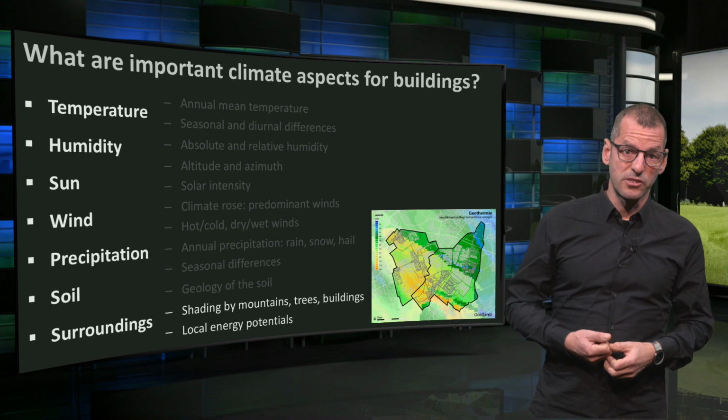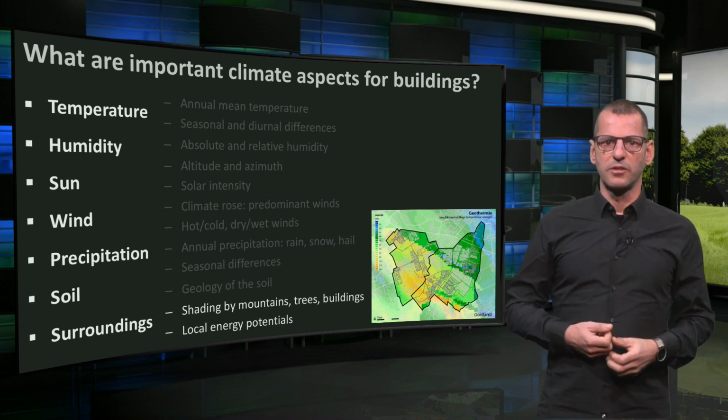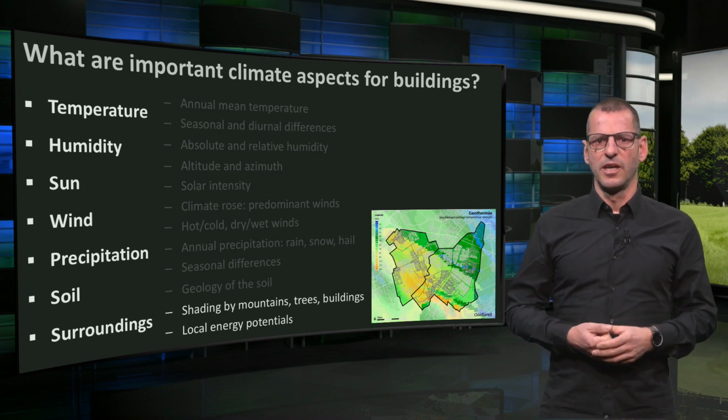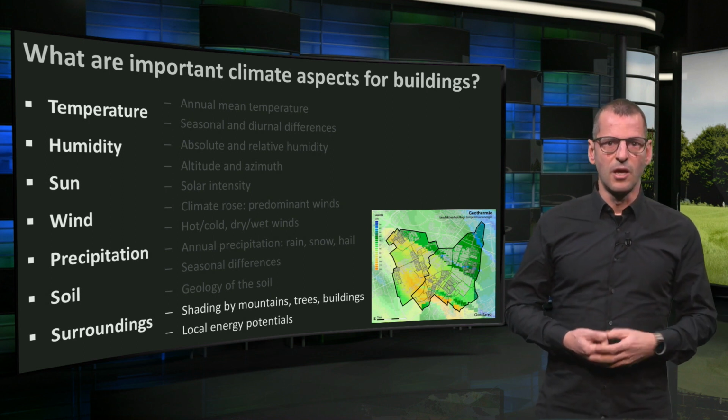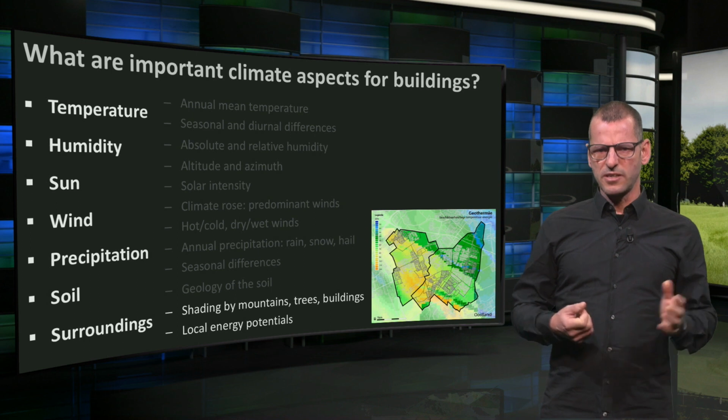And finally, surroundings. Mountains, trees and buildings can cast shadows onto your building, and there may be different local energy potentials you can utilize. We cannot go into all these aspects, but let's have a look at the sun.